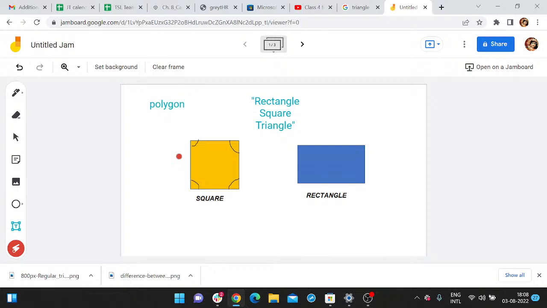Now let's study about its area. Now if we need to find the area of a square, let me write the word here.